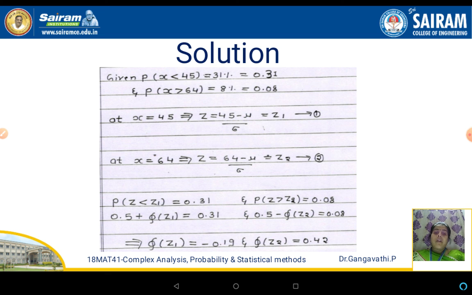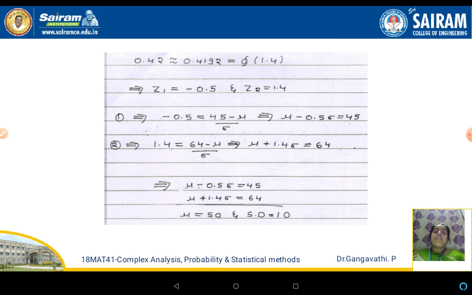So on solving these two equations, 0.5 plus phi of z1 is equal to 0.31 and 0.5 minus phi of z2 is equal to 0.08, we get phi of z1 is equal to minus 0.19 and phi of z2 is equal to 0.42. So phi of z1 and z2 we have evaluated. 0.42 is approximately equal to 0.4192. You have to do the reverse engineering now. So go back to your normal distribution table and identify 0.4192 in the table.